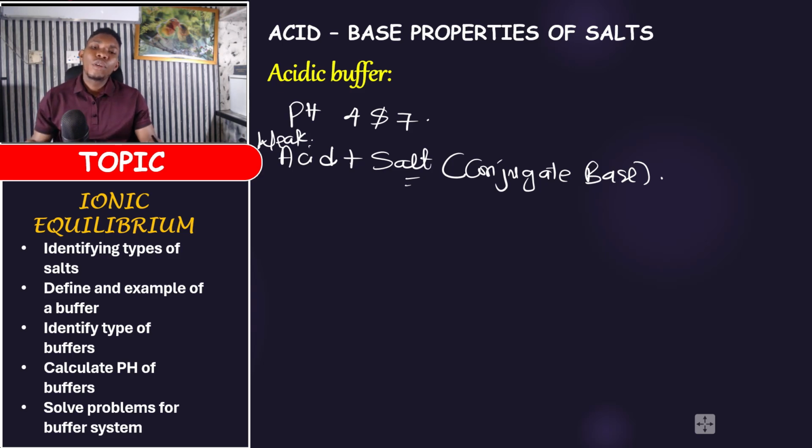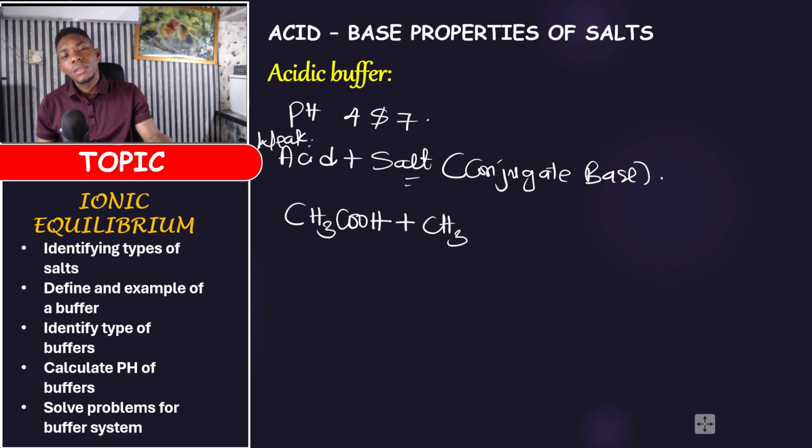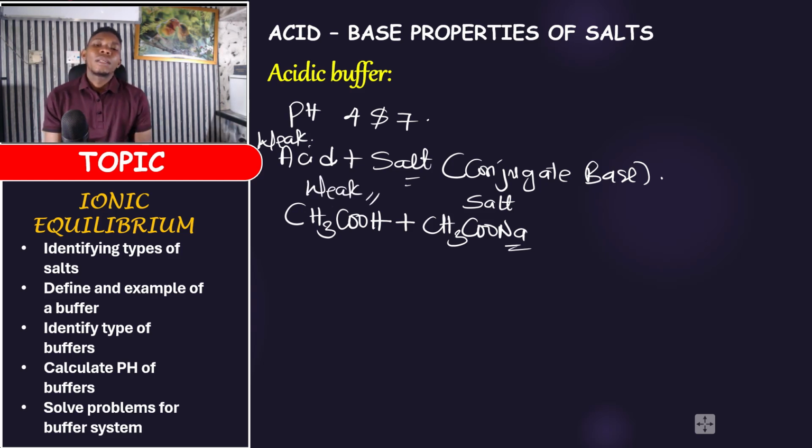So when you have a mixture of a weak acid and the salt of that acid, it gives you an acidic buffer. An example is an aqueous mixture of ethanoic acid. Ethanoic acid, CH3COOH, is a weak acid. So when you mix ethanoic acid and sodium ethanoate, it forms an acidic buffer. This is the conjugate base. This is the salt of this weak acid. Is that okay? That is the salt of this weak acid.